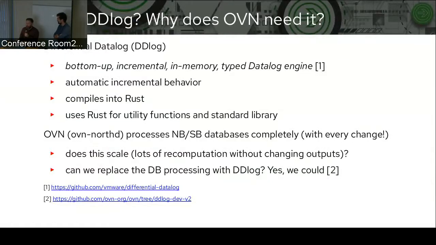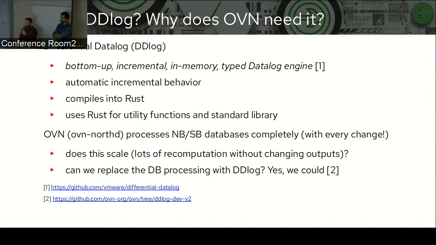Well, ddlog stands for differential data log. It is a programming language that has been developed by engineers at VMware. And one of the things that it offers for us that we don't currently have in OVN is a way of defining relations by transforming data from one relation to a second one. And it has automatic incremental behavior, which is something that we have worked hard to put into OVN controller, and that we want to have possibly throughout the rest of the code as well.